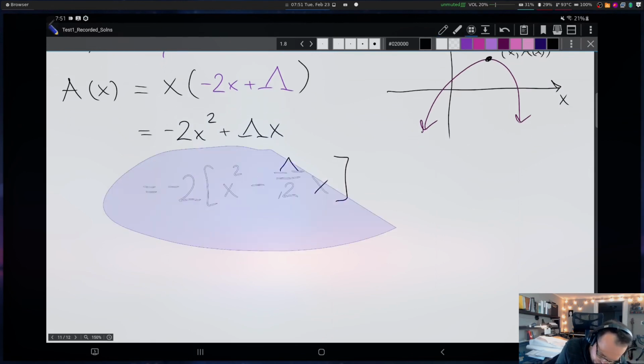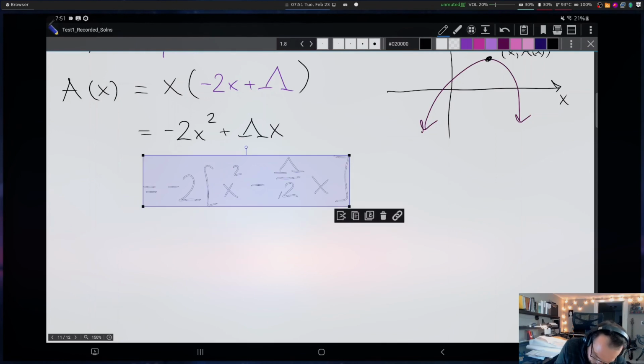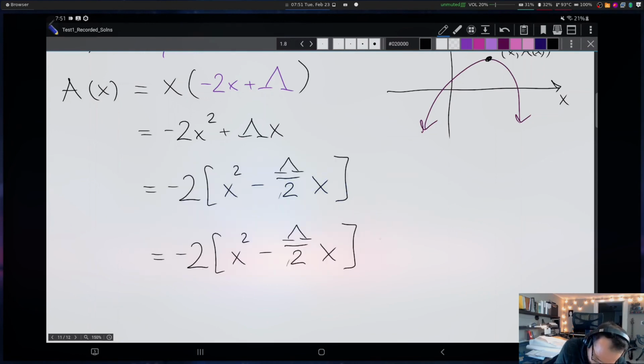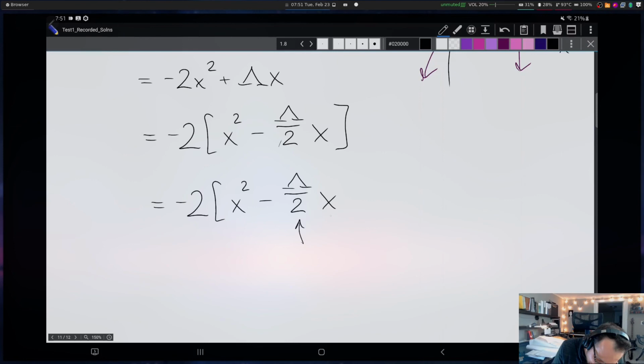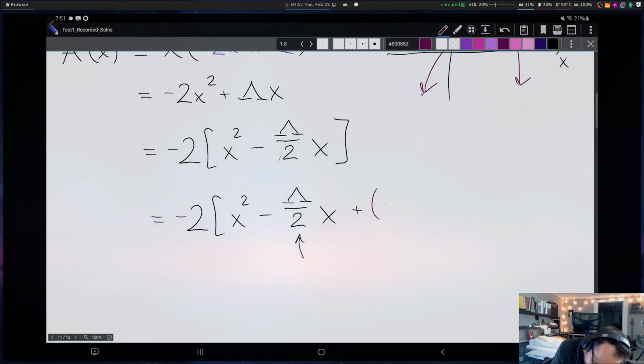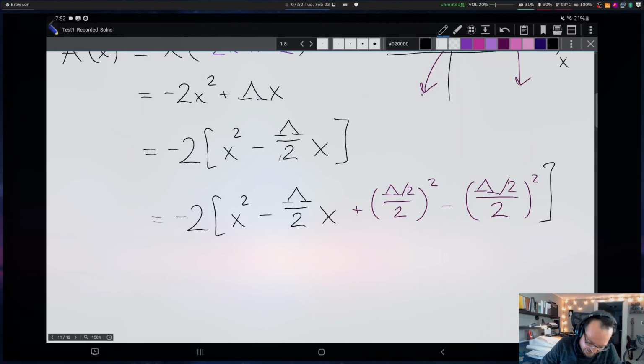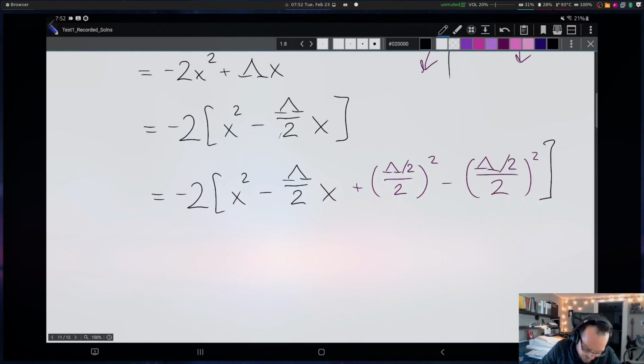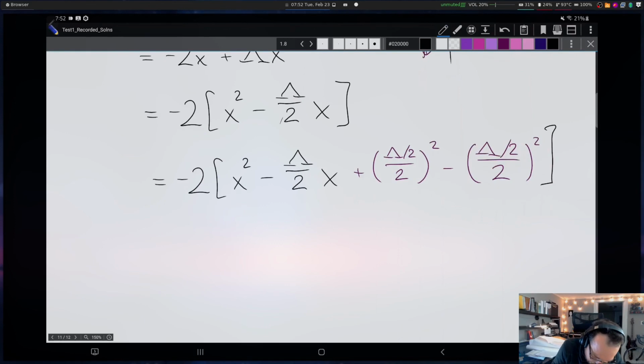Now I do this slightly weird step where I add in this funky form of 0. What do I need to do? I need to look at this term. I need to add in plus 1/2 of it squared, so lambda over 2 squared. And I need to subtract that off as well, to keep everything perfectly mathematically legal. If I want this to be an equality, I can only add 0 to it if I don't want to change the equality.